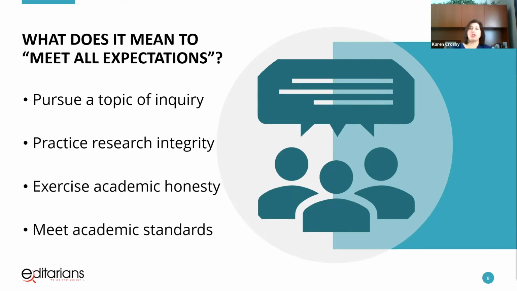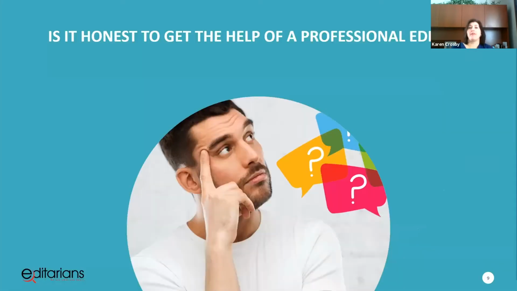You may be judged on evidence of scholarship, strength of argumentation, relevance of sources, and you may also be marked on the strength of your writing and your adherence to a style guide. So if students are being evaluated on the papers they submit, the question becomes, is it honest to get the help of a professional editor?